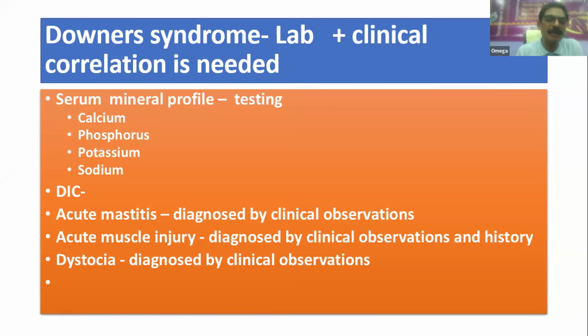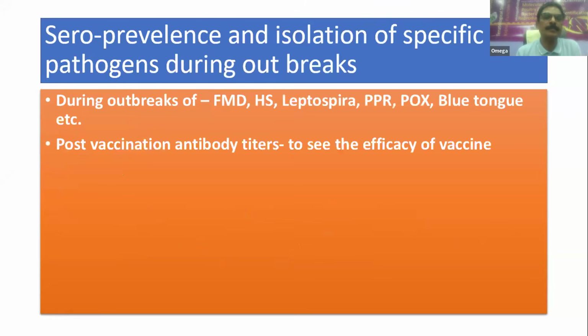Then dystocia. Sometimes the fetus is so big that there may be chances of injury to the spinal cord, and that may lead to Downer syndrome in sheep and goat. So we have to correlate everything and not jump directly to deficiency of calcium and phosphorus. Before that, we must have the exact clinical correlation with that particular case.